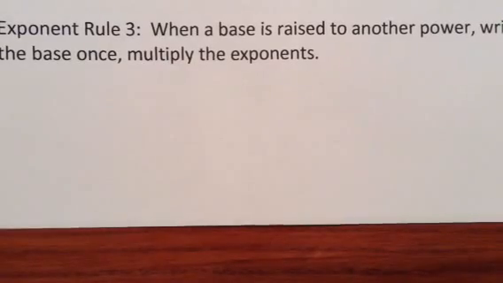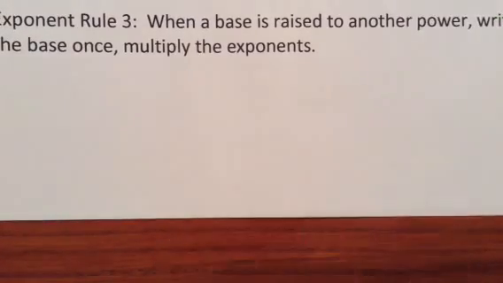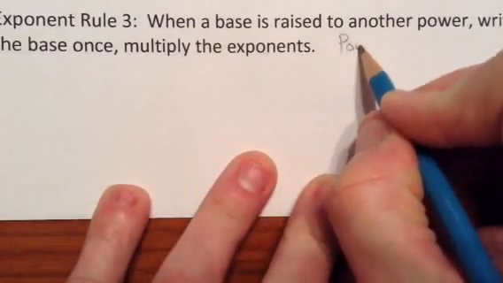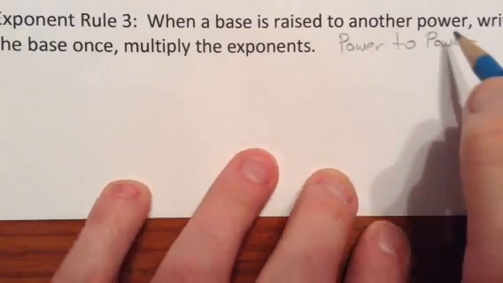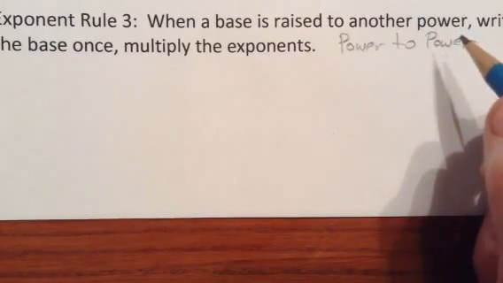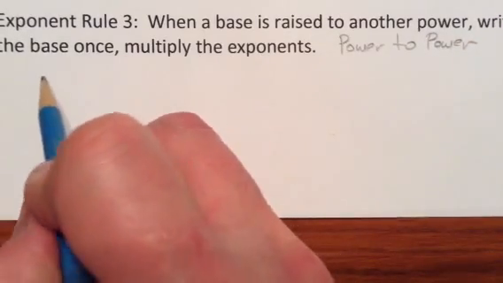All right, continue on. Exponent rule 3. Whenever a base is raised to another power, write the base once, and we're going to multiply the exponents. This is also known as the power to power rule. Okay, you may see some people call it that. Okay, let's do some examples with this.